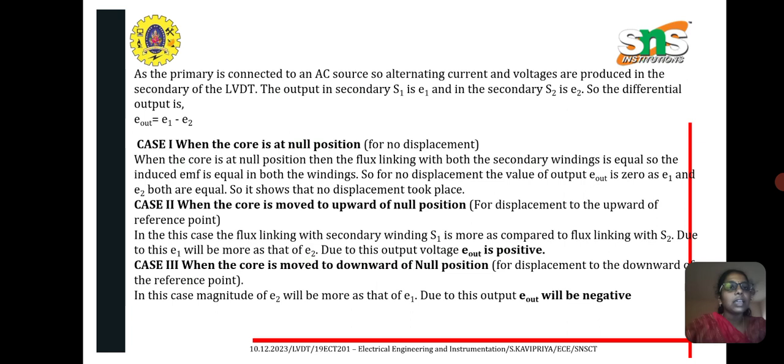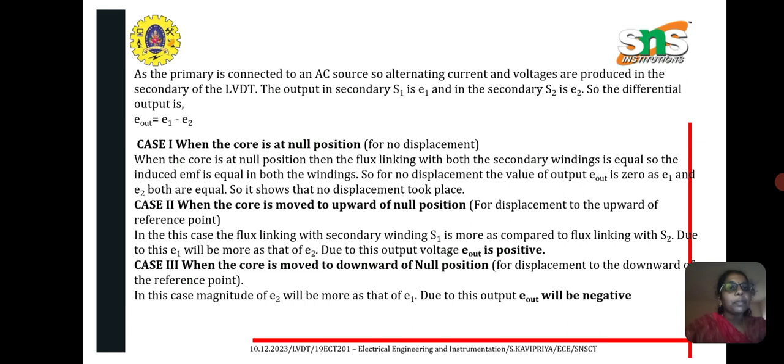First case, the core is placed at the null position, which means that there is no displacement of the core. So the flux linkage at secondary winding S1 will be equal to the flux linkage at the secondary winding S2. So the generated EMF E1 will be equal to the generated EMF E2. So E out is E1 minus E2, and E1 and E2 are equal here. So E out is equal to 0.